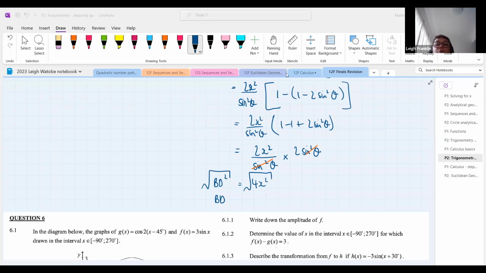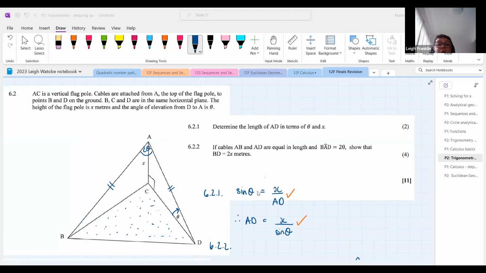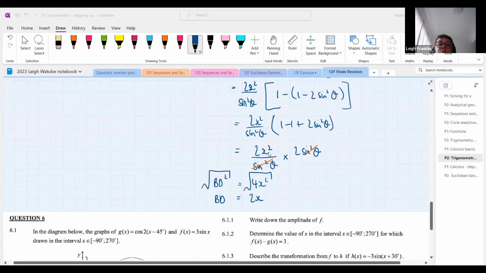I'm going to square root. Lovely. Okay, and that's how I end up with my answer of 2x. Just to remind you, they told us to show that BD was equal to 2x meters. All right, and we've managed to do that.